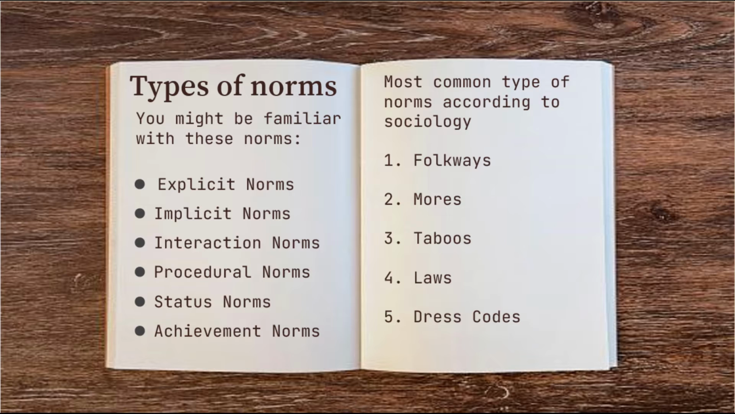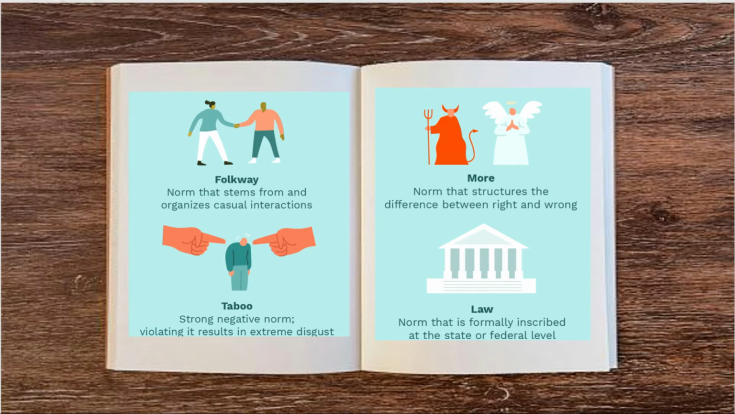And finally, these are the types of norms according to sociology: folkways, mores, taboos, laws, and dress codes. Folkway is a norm that stems from and organizes casual interactions. Mores are norms that structure the difference between right and wrong. Taboos are strong negative norms. Violating them results in extreme disgust. And finally, laws. They are norms that are formally inscribed at the state or federal level.